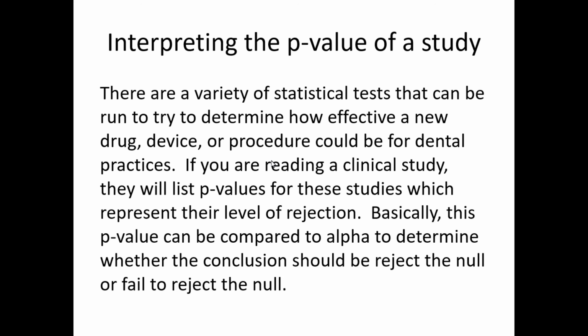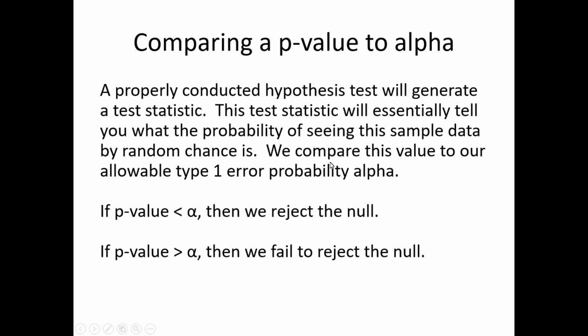Reading a clinical study, they will list p-values for these studies, which represent their level of rejection. Basically, this p-value can be compared to alpha to determine whether the conclusion should be reject the null or fail to reject the null. A properly conducted hypothesis test will generate a test statistic. This test statistic will essentially tell you what the probability of seeing the sample data by random chance is. We compare this value to our allowable type 1 error probability alpha. If the p-value is less than alpha, we reject the null and say that we've proven the alternative. If the p-value is greater than alpha, we fail to reject the null and say there's not statistical evidence to prove the alternative.